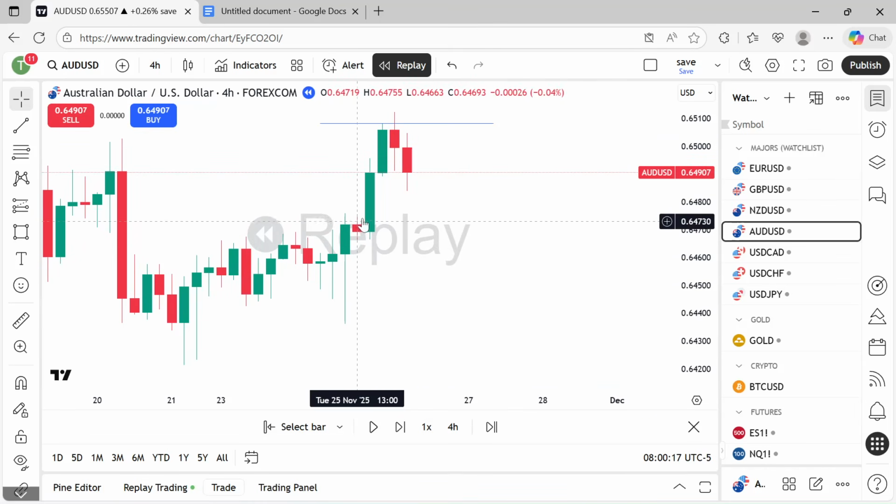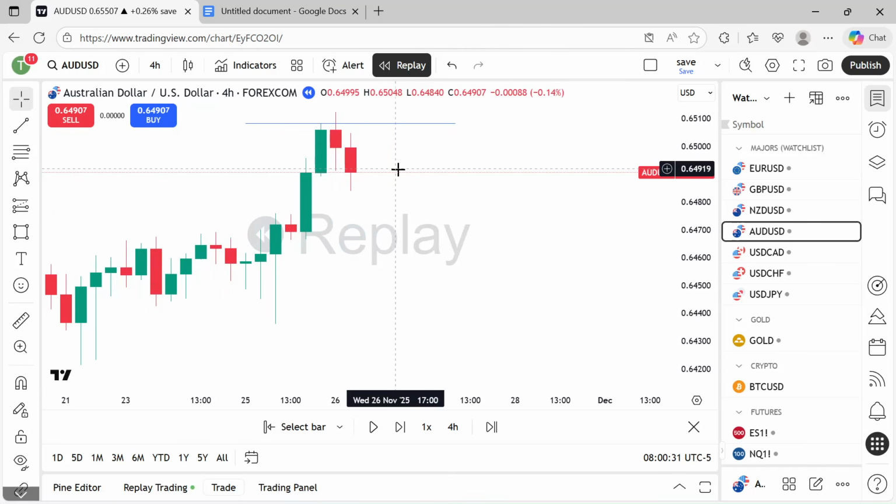Now look, this was a 2. Look, this one right here, that was a 2. That right there, 2. This one right here, failed 2, because it took out the high, it made a new high, but then it failed to displace. Okay, so that's a failed 2, and it is telling me that a reversal is right around the corner.